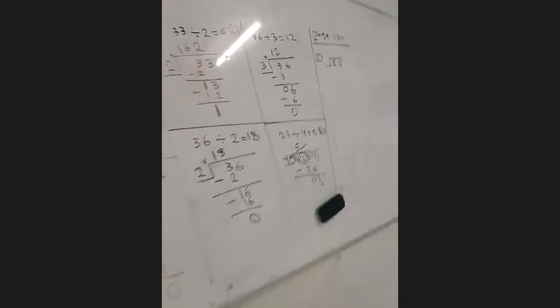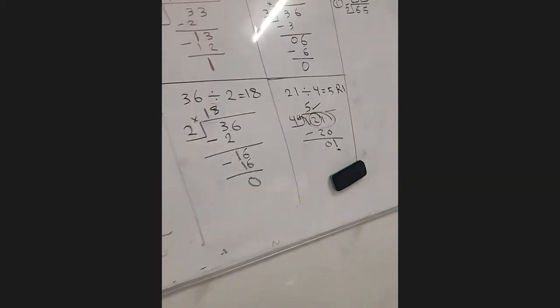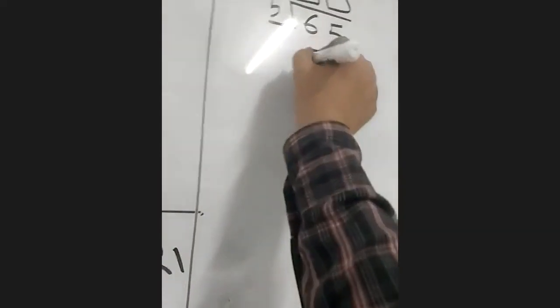65 divided by what we have? Divided by 5. Divided by 5, okay. Now up, we have 2 squares here. Let me just write the question. Then here we have 5.